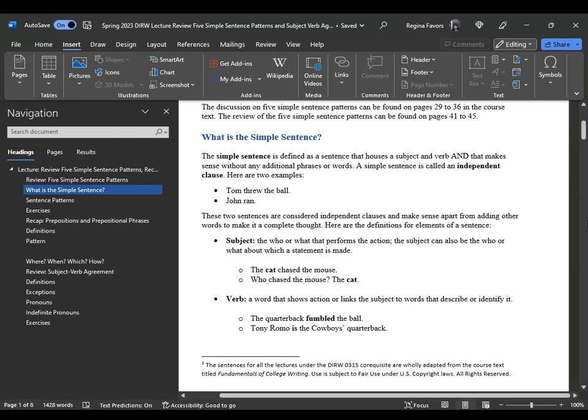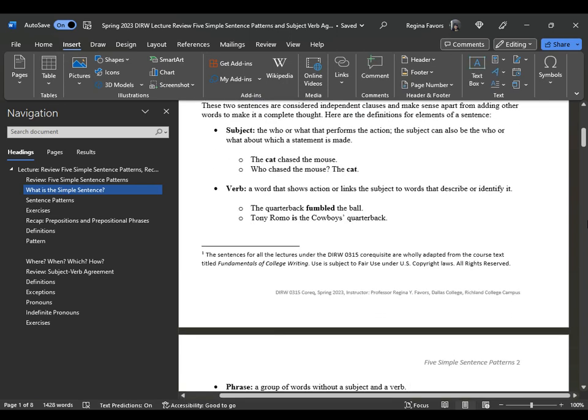Here are the definitions for elements of a sentence. The subject is the one performing the action, essentially the who or what that performs the action. The subject can also be the who or what about which a statement is made. So, for instance, in the second example, who chased the mouse? Well, the statement is about the cat chasing the mouse. It just asks a question. A verb is a word that shows action or links the subject to words that describe or identify it. So, the quarterback fumbled the ball. Tony Romo is the Cowboys quarterback. Of course, we know that fumbled is in the past tense, but it is still a verb. And that is part of the be verb conjugated: is, am, are, was, and were.